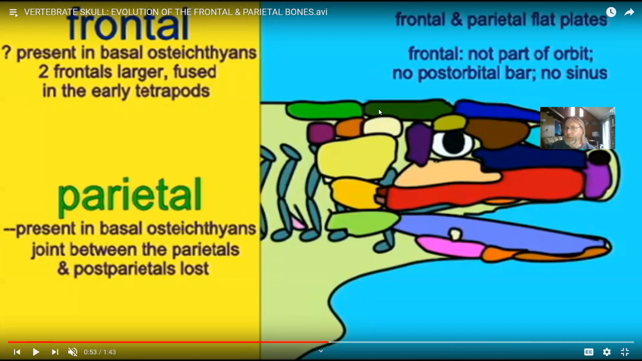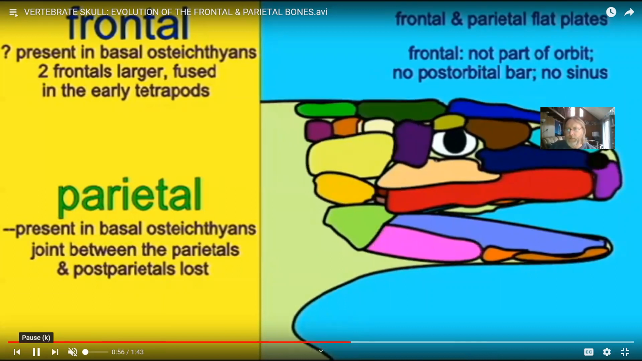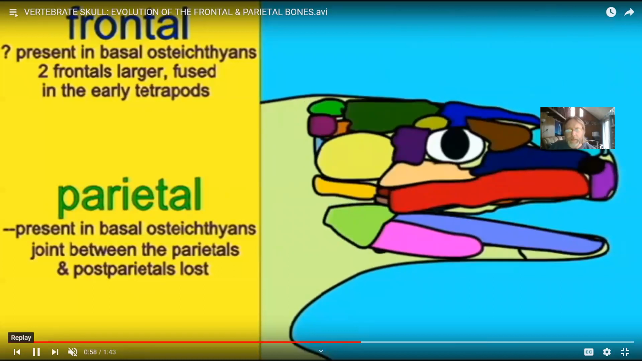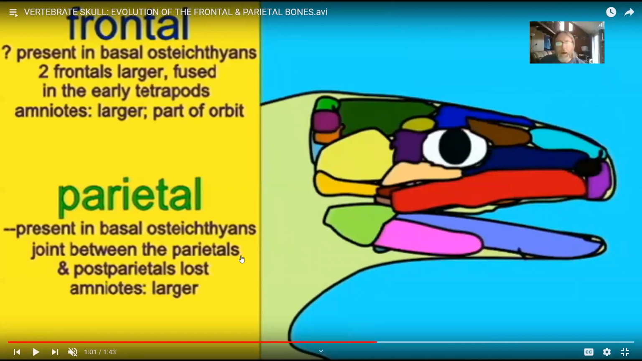At first, there is a joint between the parietals and the bone behind it called the post-parietals, but that will get lost as we get into the tetrapod, so there's no movement, no joint there. By the time we get to the first reptiles, the frontal and parietal bones are getting bigger. The brain is getting bigger that they are helping to protect.